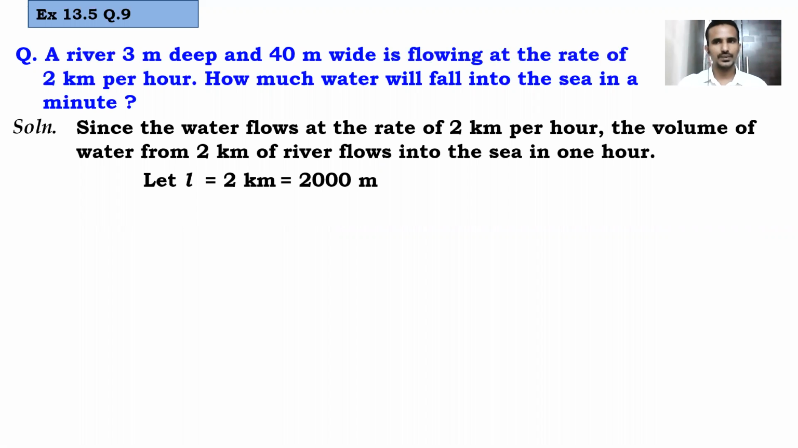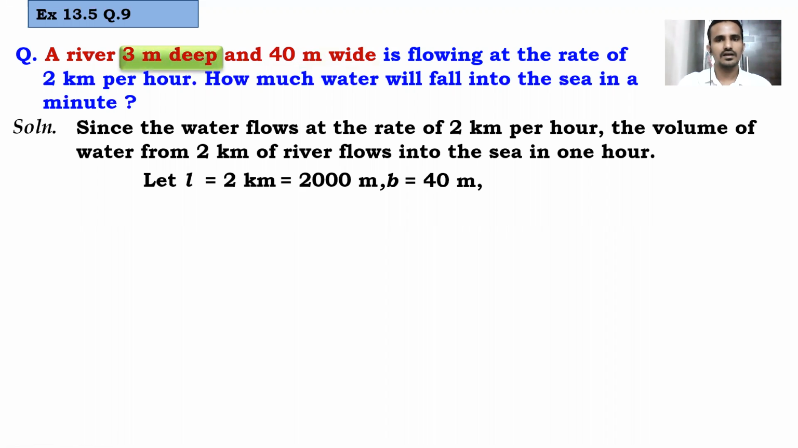That kilometer can be converted into meter because the other dimensions are in meter. So just take 2000 meters. Then we have the depth and the width. So the width, that means the breadth, B is equal to 40 meter.